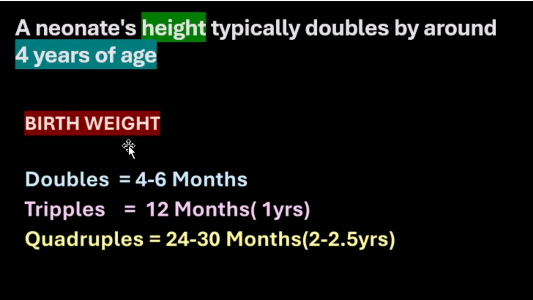But here weight is the normal question. Normally, weight doubles, weight triples, and weight quadruples are asked in the question. So be careful about height and weight. Height doubles by 4 years of age. But weight doubles at 4 to 6 months, triples at 12 months or 1 year, and quadruples at 24 to 30 months, or 2 to 2.5 years. So be careful about height and weight.